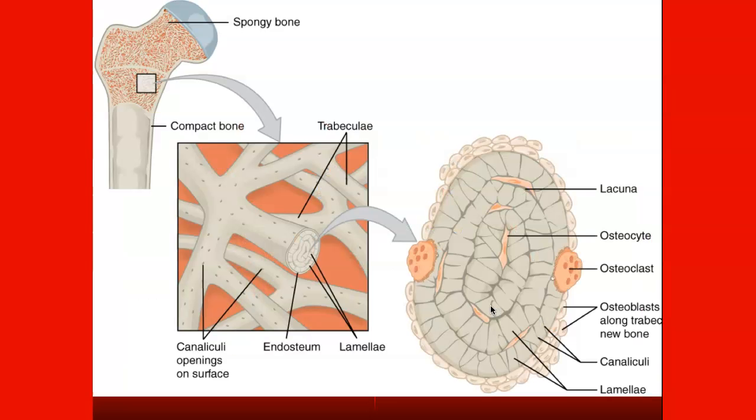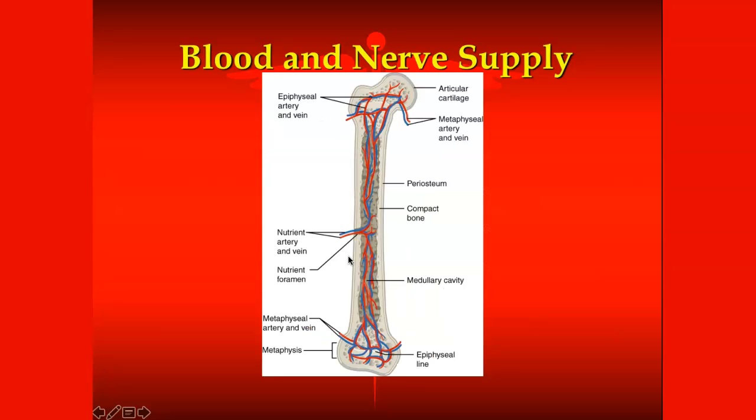So when we talk about spongy bone, you could see that it has a much less dense network of matrix and allows for us to put a lot of lightweight there.